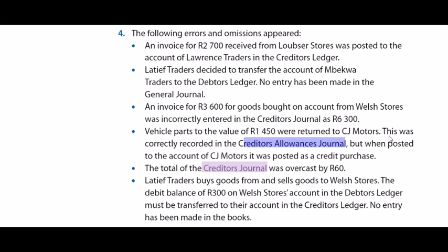Okay, so the fact that the journal is correct tells you it won't affect the control account. Nothing is wrong in the control account. But when we posted to the account of CJ Motors, it was posted as a credit purchase. Now in CJ Motors, we should have debited their account because we returned stuff. We should have decreased their account, but we actually increased their account accidentally. So the focus will be on the list.